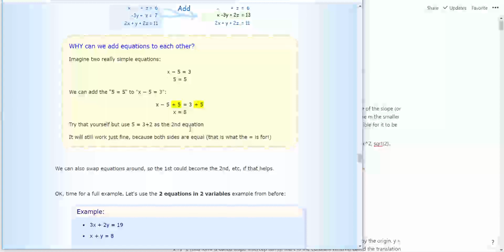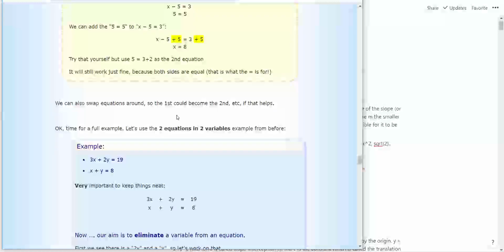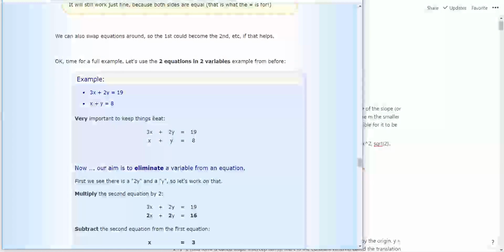We can also swap equations around, so the first could become the second, etc., if that helps. Good time for an example. Let's use the 2 equations in 2 variables from before. Very important to keep things neat, so we know 3x plus 2y, x plus y equals 8.